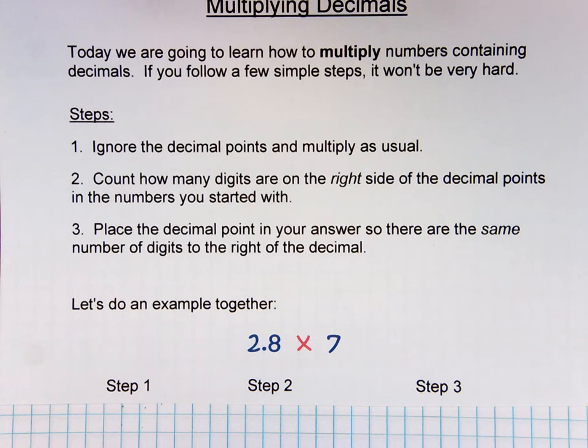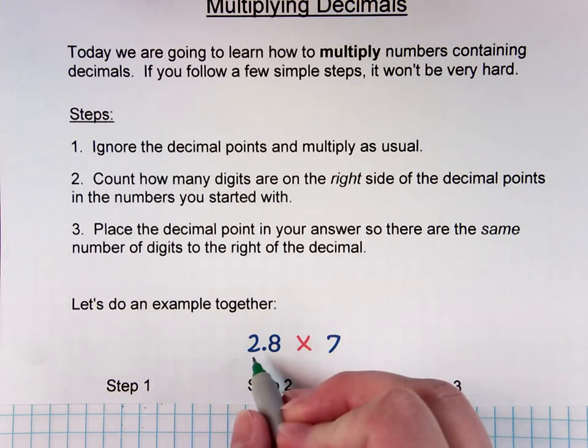We're going to learn how to multiply numbers containing decimals. If you follow a few simple steps, it won't be very hard. Step 1. Ignore the decimal points and multiply as usual. Step 2. Count how many digits are on the right side of the decimal points in the numbers you started with. And step 3. Place the decimal point in your answer so there are the same number of digits to the right of the decimal. Let's do an example together so it makes sense.